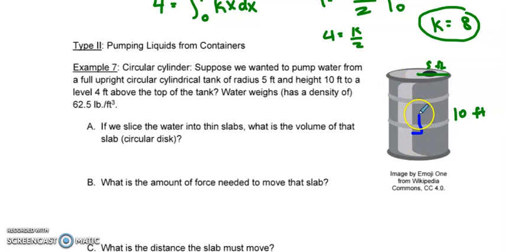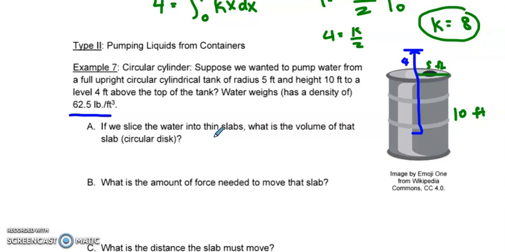So we've got water in here that's coming out, and it's going up here to this point that is 4 feet above the tank. And there's probably some pipe that's taking it somewhere that's 4 feet above the tank. Now they're telling us that water has a weight or a density of 62.5 pounds per cubic foot. So we're going to go a little bit slowly through this problem.